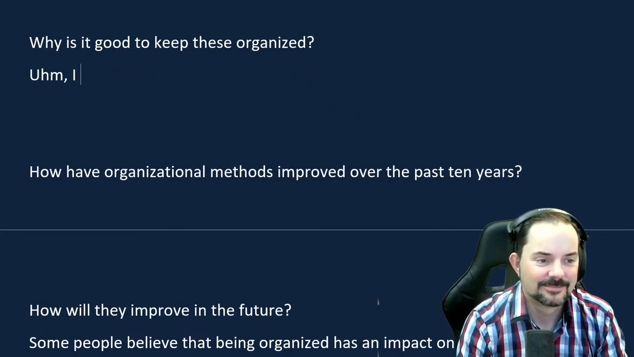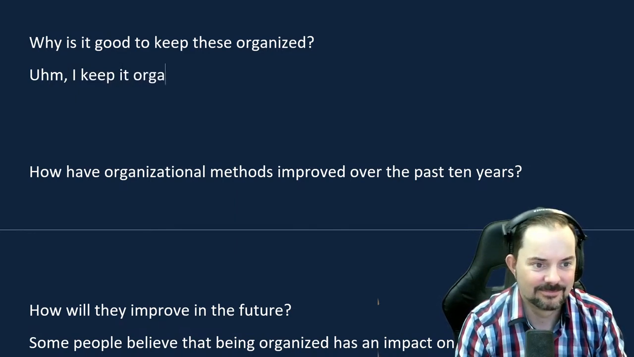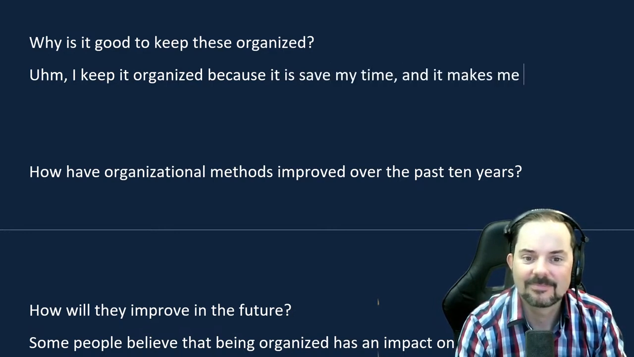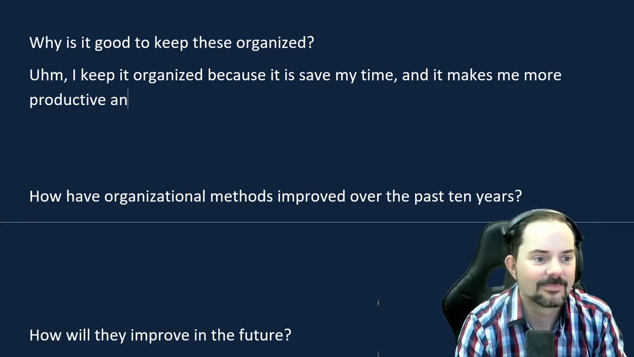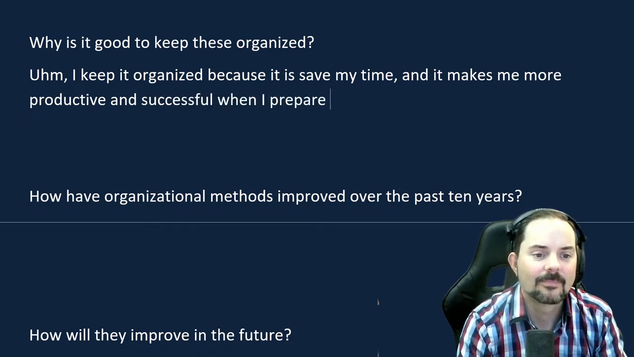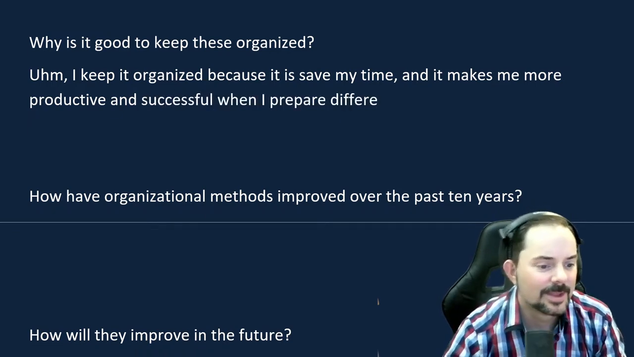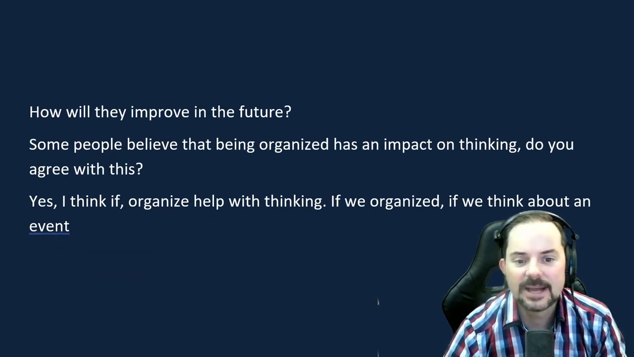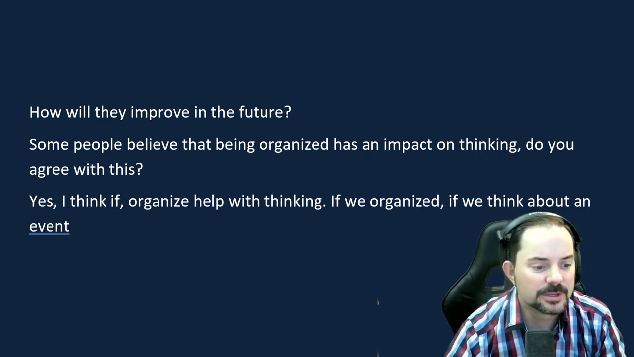I keep it organized because it saves my time and also makes me more productive and successful when I prepare for different presentations and other work. Also, some people believe that being organized has an impact on thinking. Do you agree with this?